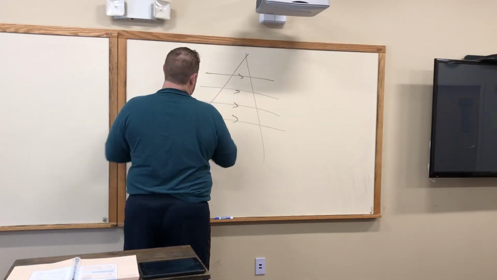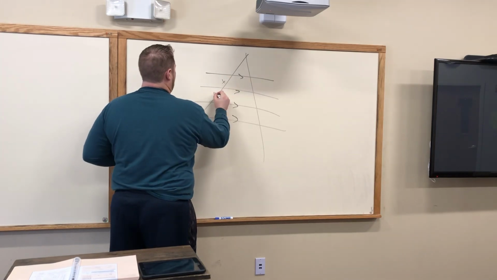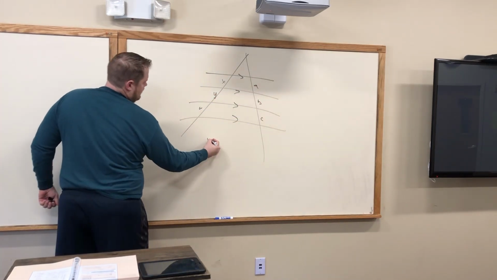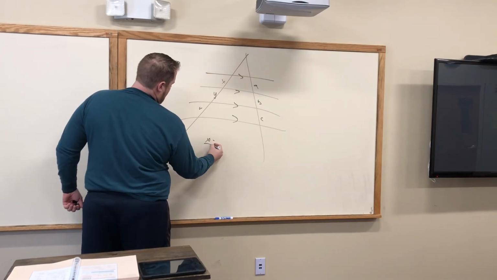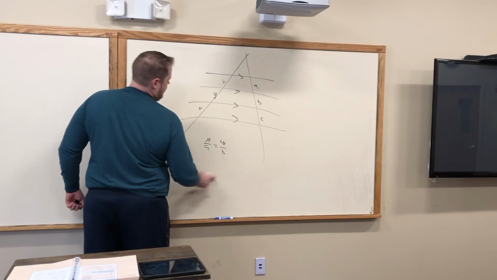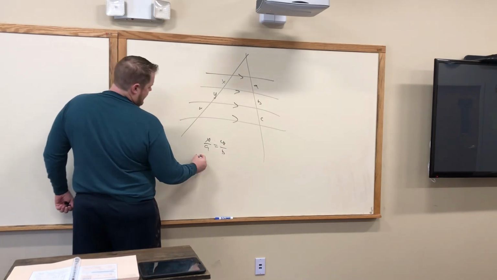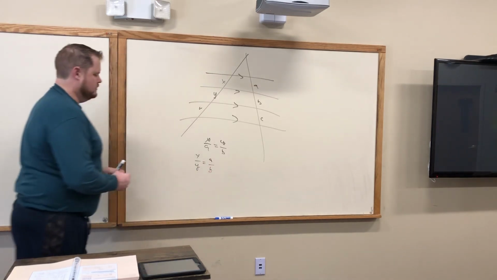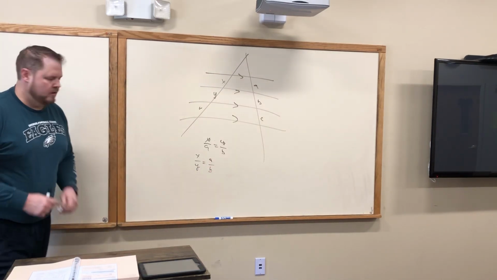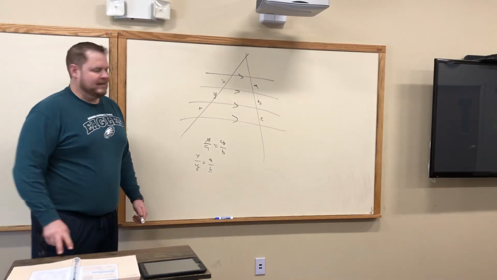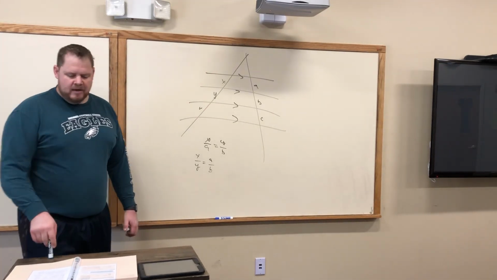Like if this is, let's say, x, y, and a, b, then it's x over a equals y over b, right? Or you could have x over y equals a over b. You just have to decide which one you want to go with, and be consistent. All right, the last one is the triangle angle bisector theorem.